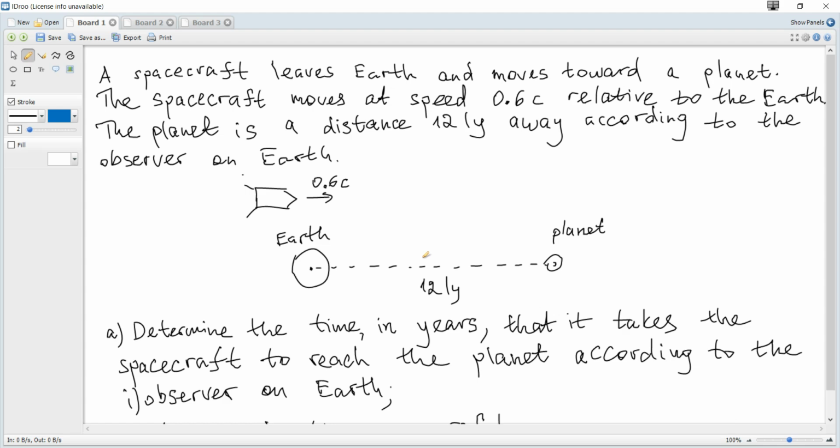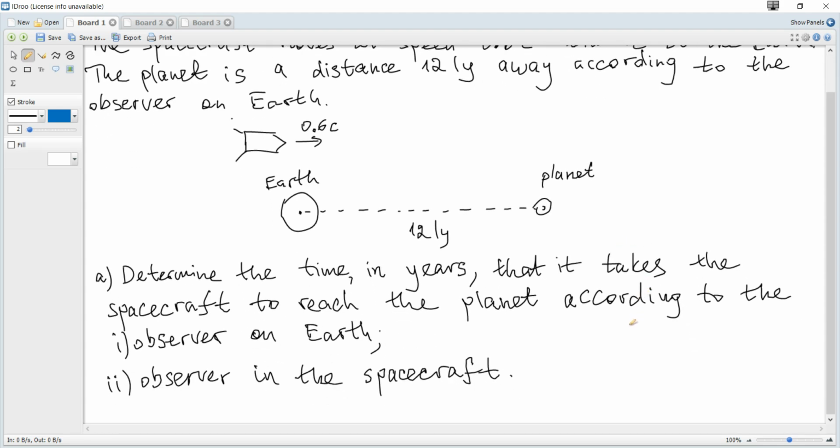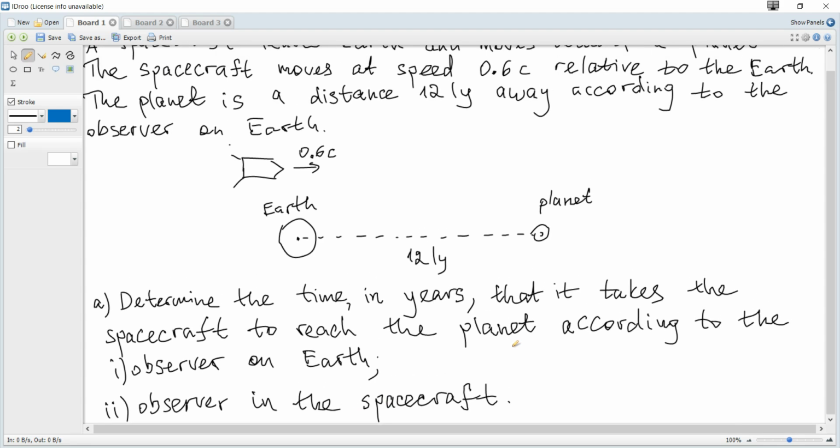A spacecraft leaves Earth and moves toward the planet. The spacecraft moves at speed 0.6 c relative to the Earth. The planet is a distance 12 light years away according to the observer on Earth. A. Determine the time in years that it takes the spacecraft to reach the planet according to the observer on Earth and according to the observer in the spacecraft.